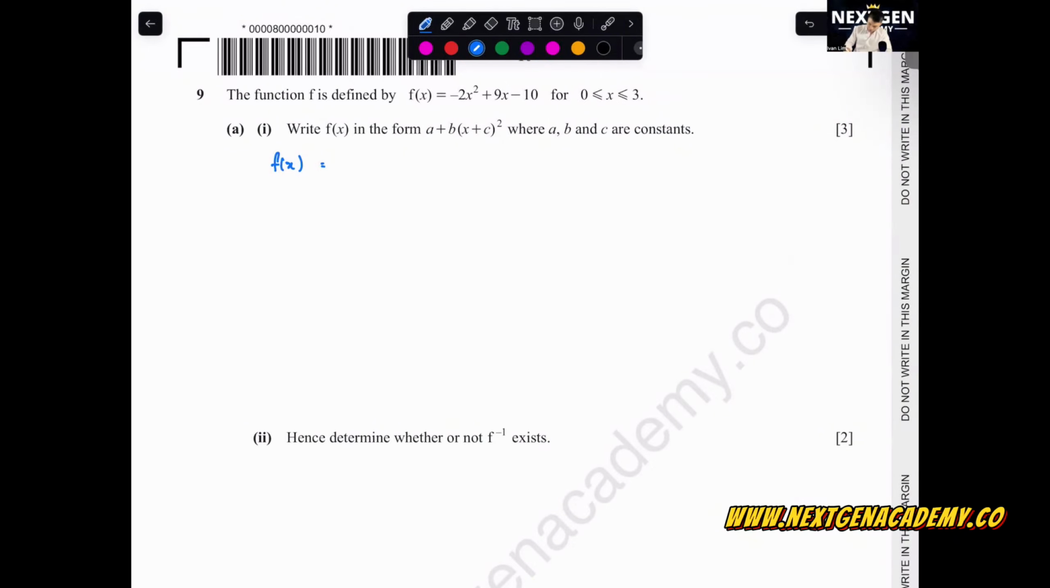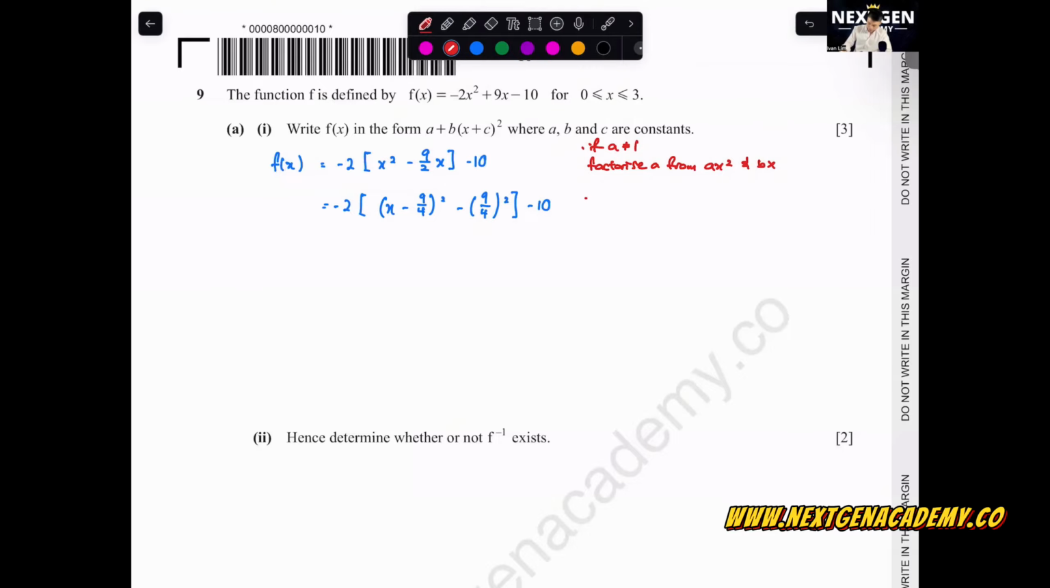We first factorize the a value. I am going to factorize it from a and b first. You can also factorize from a, b, and c. Then we will do x plus b over 2 squared minus b over 2 squared. So remember this one: if a does not equal 1, then factorize a from ax squared and bx first. This is the method that I do.